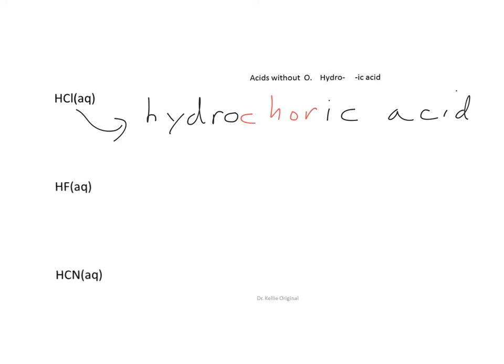Down here, we have hydrogen, we have fluoride, we don't have oxygen, so once again, we use the prefix hydro and the suffix ic acid. So hydrofluoric acid. Here's a twist, here's a new one. We have hydrogen combined with cyanide.